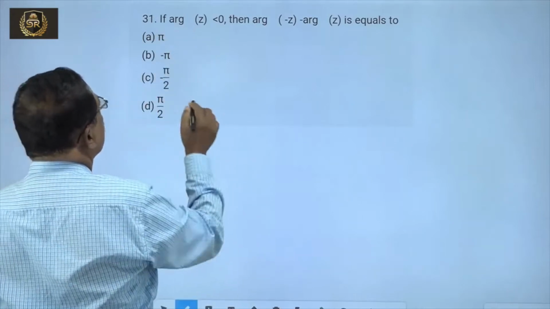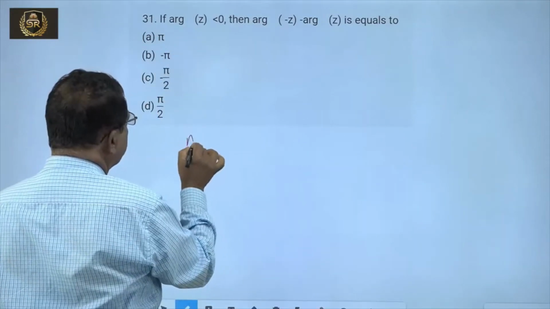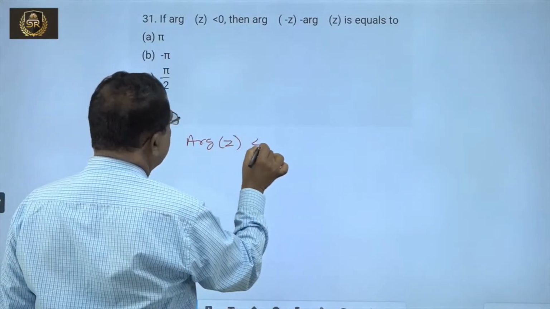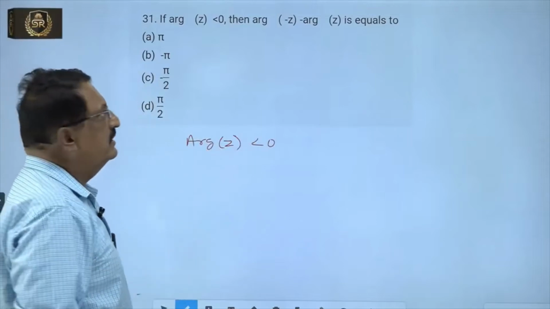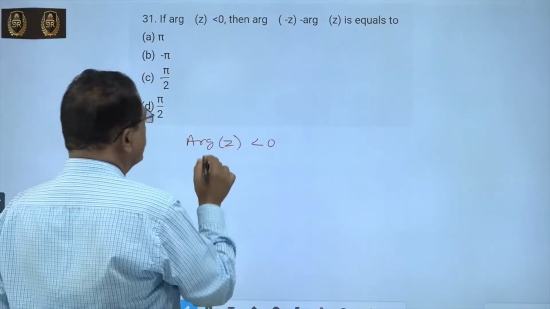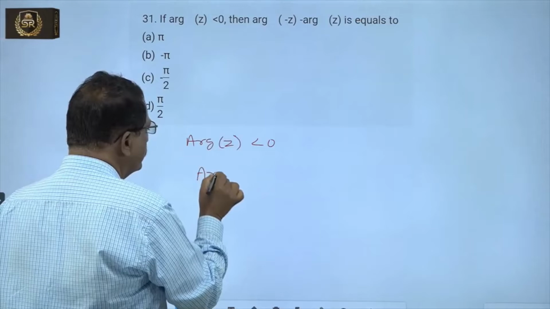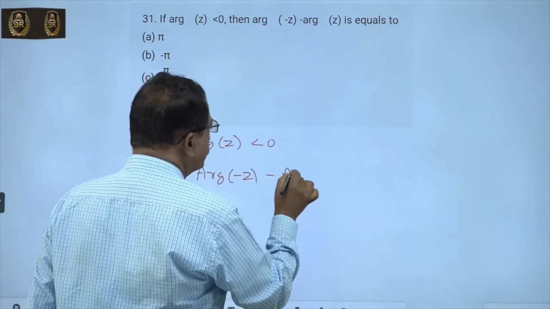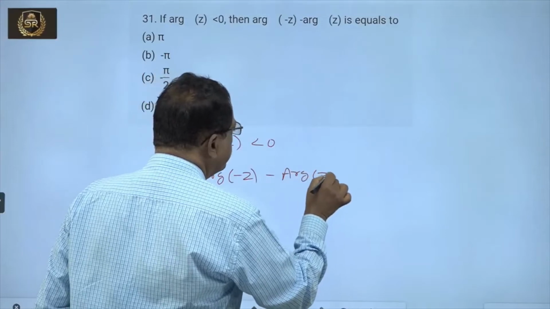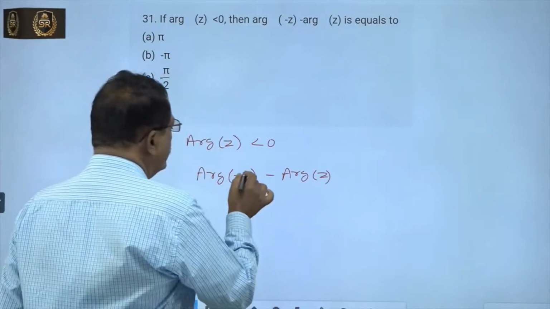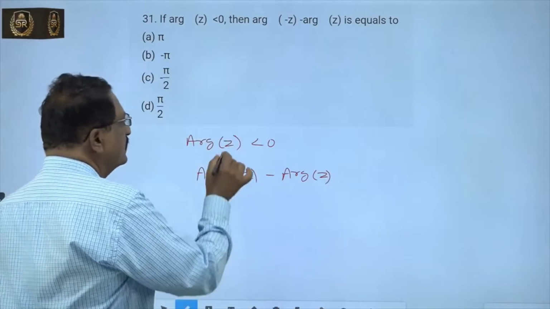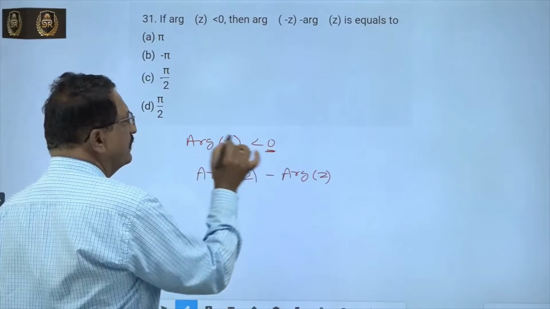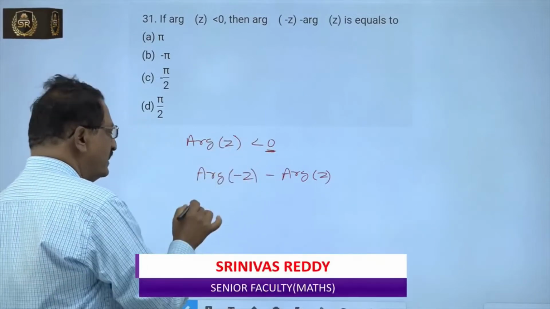Now, 31st problem. Here given argument of z less than 0, which means argument of z is a negative value. Required: argument of minus z minus argument of z. Now, argument of minus z. Here argument of z is less than 0, a negative value. Therefore, argument of minus z.